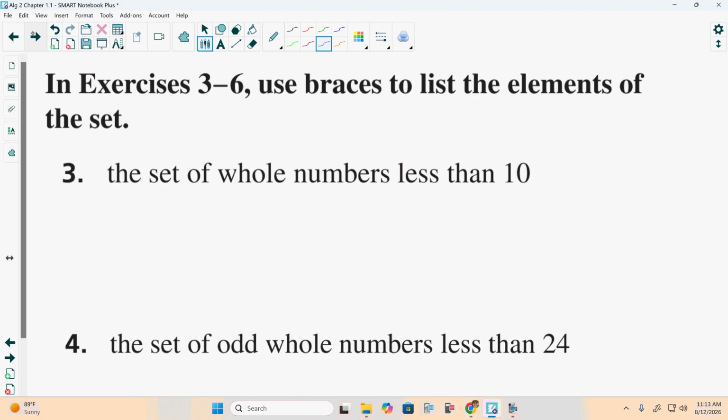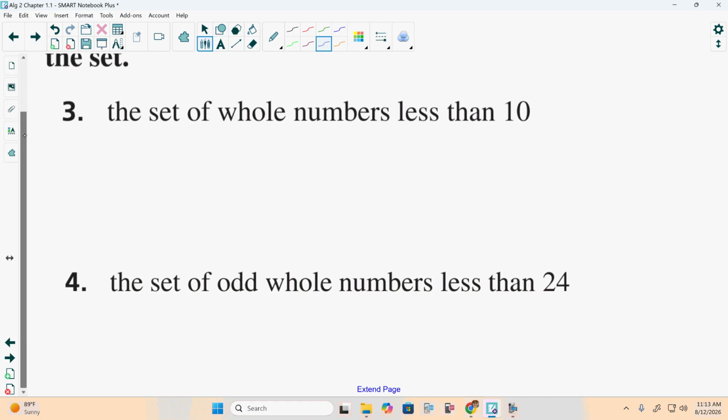So, let's see how we can actually use this, because that's the big question. Why go over this if we can't use it? The set of whole numbers less than 10. Can we list them? That's the big question. Can I list whole numbers less than 10? Because what's the smallest whole number? 0. Okay? What's our next one? 1. And then? 2. And then? 3. Okay? Let's keep going.